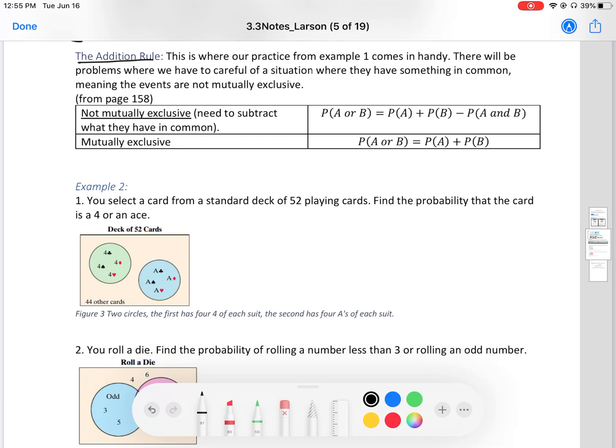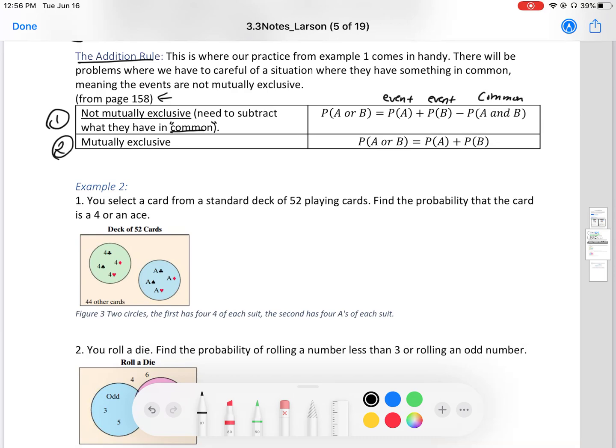So this is the chart and formula from page 158 in your text, and we have two formulas to consider. The first one is when they're not mutually exclusive, meaning they have something in common. If not, then I have to take my event A and my event B, take each probability, and then subtract what they have in common. So that part where they overlap, we need to subtract that. Because if I don't, then essentially we're upping our probability because there'll be some type of double dipping.